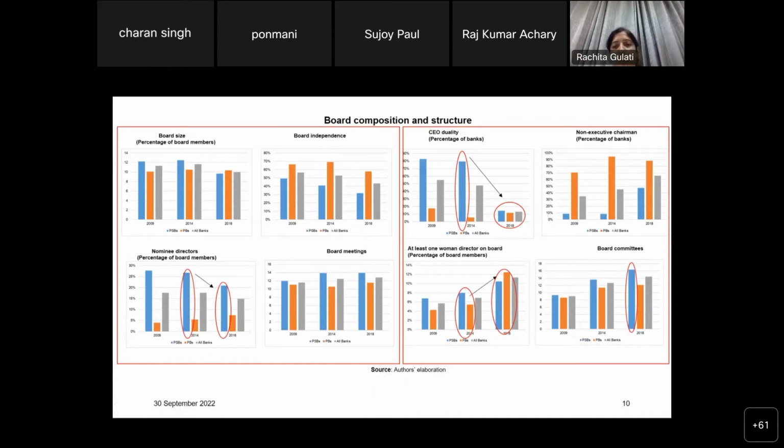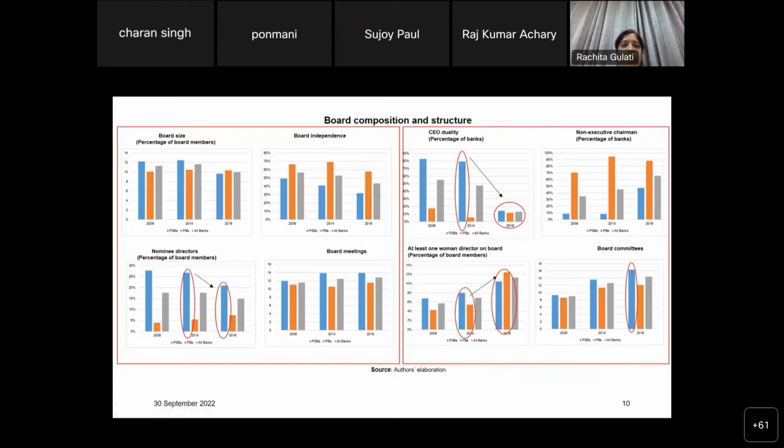With respect to the presence of women directors on the board, the guideline says to have at least one woman director on the board, and better compliance has been observed across the public and private banks on the appointment of women directors. But if we look at the statistics for the private banks, we have observed at least one woman director on the boards.